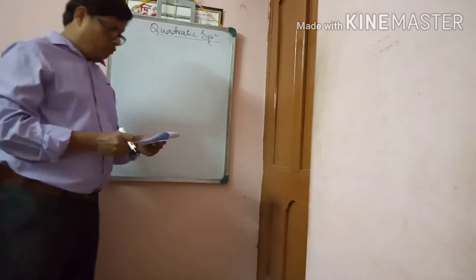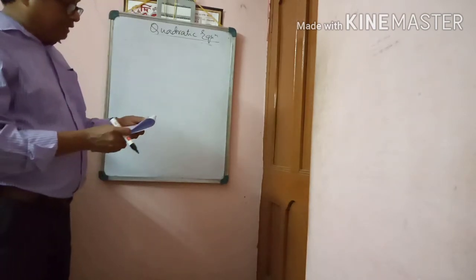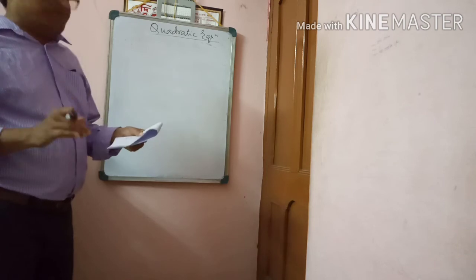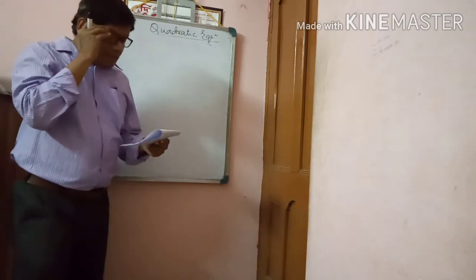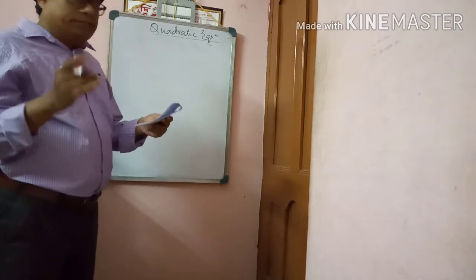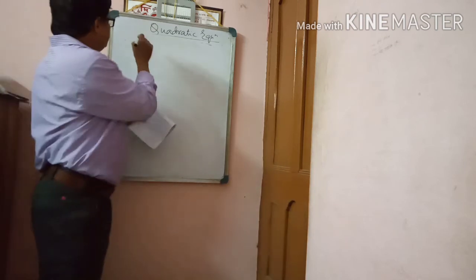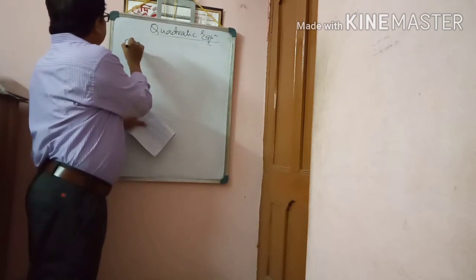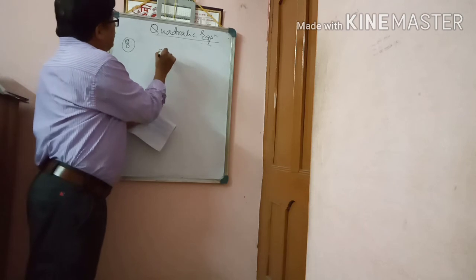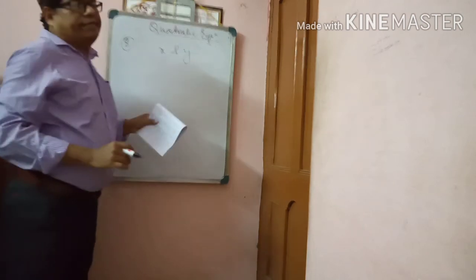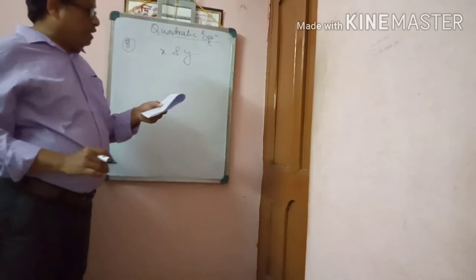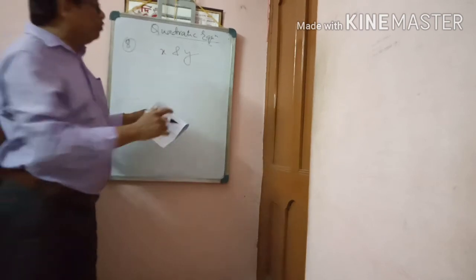Next, only one sum is left. Do similar type of sum. Sum of the two natural numbers is 8. Let two natural number be x and y. So write question number 8, right? Let two natural number x and y. So write x plus y equal to 8.